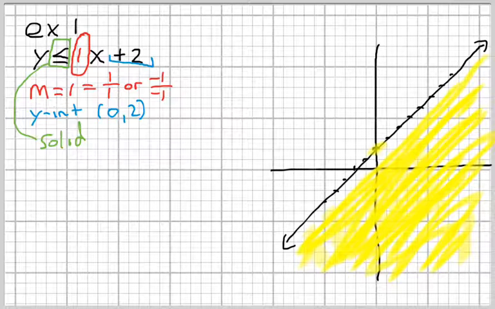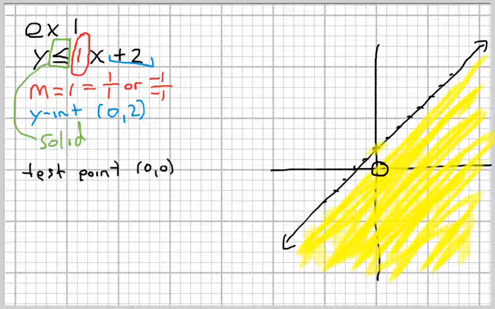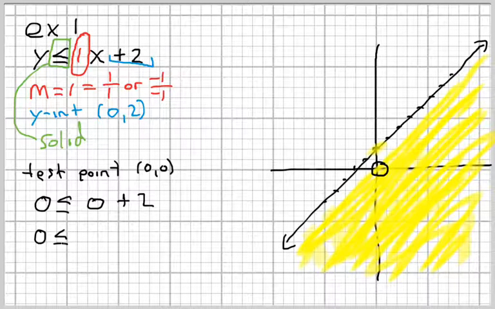Another way we could have figured out what side to shade is a more algebraic approach. We would pick a point that is not on our line. In this case, (0, 0) is not on the line, so I'm going to use that as my test point. Now I'm going to plug that into my equation. For the x, I'm going to replace the x with a 0. For the y, I'm going to replace it with a 0. So instead of a y, we have 0 is less than or equal to x, which in our case is 0, plus 2. So we have 0 is less than or equal to 2.